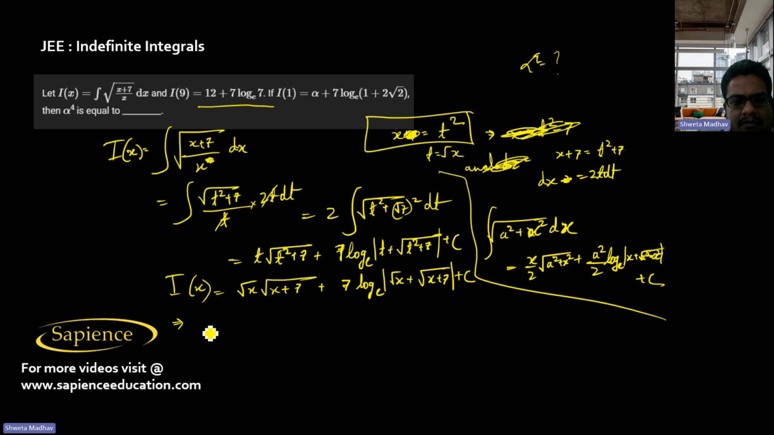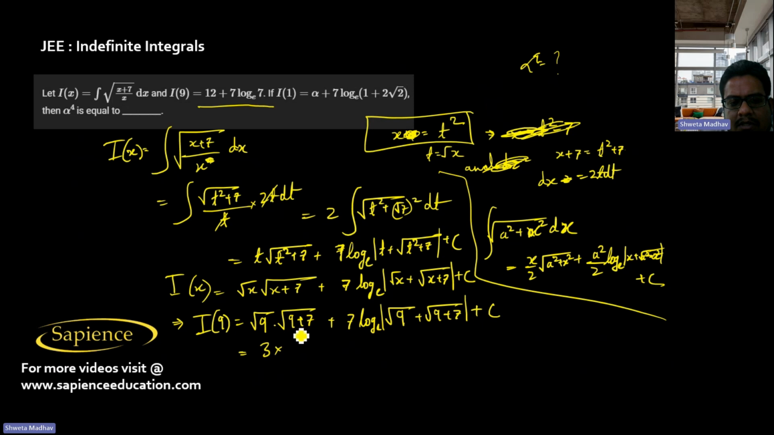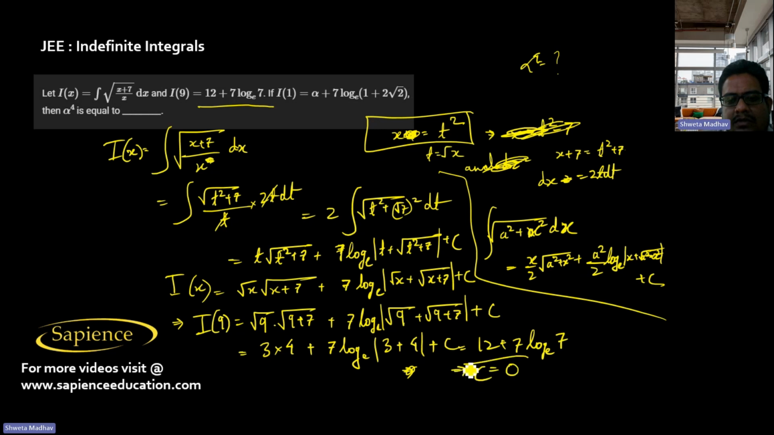Now it is told I of 9, so x we will put as 9. So root 9 into root over 9 plus 7 plus 7 into log base e mod of root 9 plus root over 9 plus 7, plus c. So 3 into root over 16, that is 4, plus 7 into log base e of 3 plus 4, plus c. So it means that I of 9, which is told to be equal to 12 plus 7 log base e 7, so therefore c will be equal to 0.